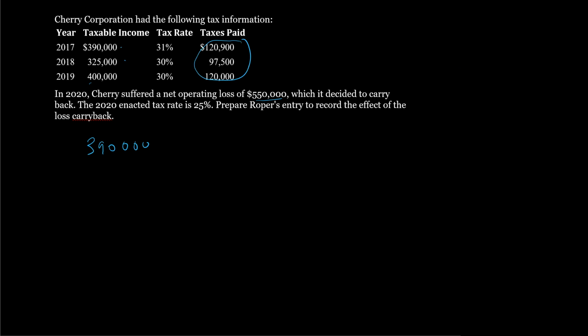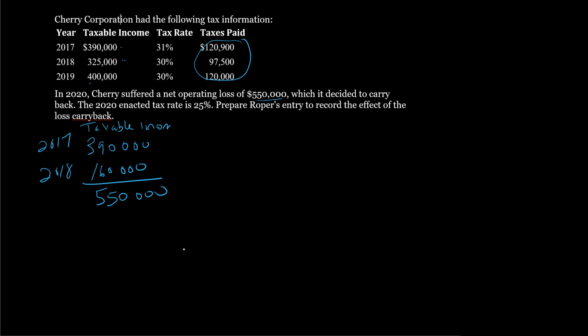And then we are going to take $550 minus $390. So we've got $160 left that we can take from 2018. So we're going to take 2017, and we're going to take 2018, we're going to take $160,000 from there. That will get us to $550,000 in taxable income.